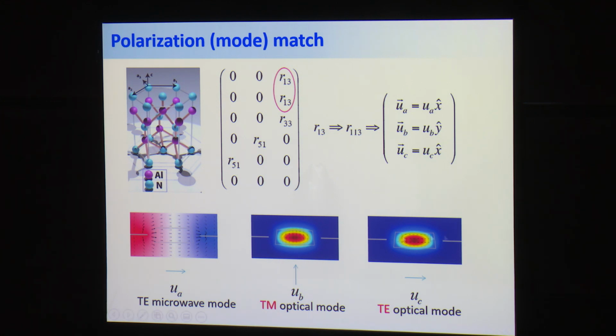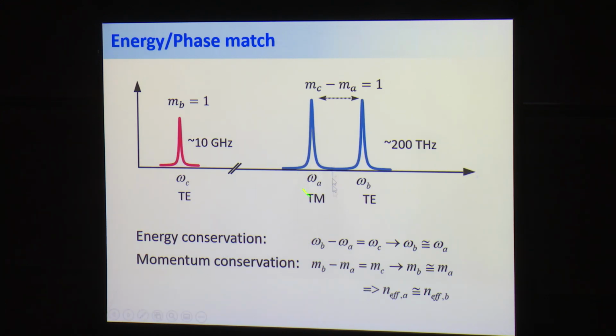This has a benefit that you can fabricate a microwave resonator with an in-plane field, so the microwave mode is a TE mode. With the unreduced index 113, the other two modes would have to be TE and TM. This is actually an advantage. So now what we need to do to have phase matching is to engineer these two modes, TE and TM, to have the same phase velocity like we did before.